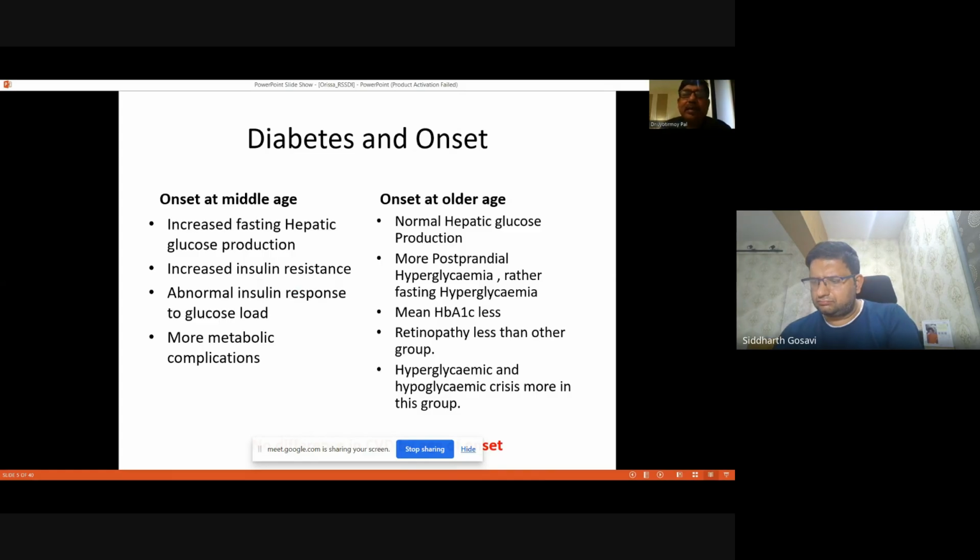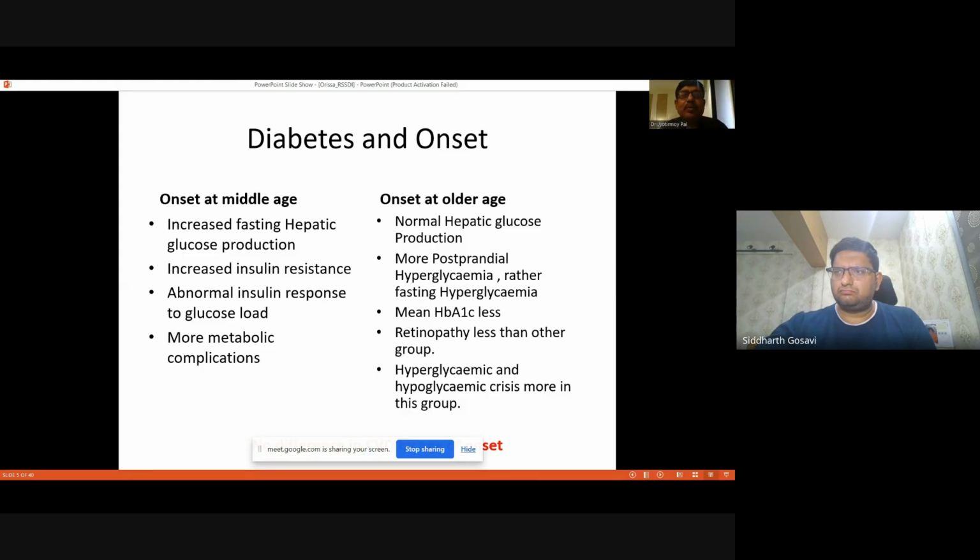When diabetes starts in middle age and the patient enters the geriatric age group, basically this group of people has increased fasting hepatic glucose production and increased insulin resistance. These patients have more metabolic complications and atherosclerosis. Whereas when diabetes develops for the first time in the geriatric group, hepatic glucose production is more or less normal, but there is more postprandial hyperglycemia rather than fasting hyperglycemia. This group of patients suffers from more hypoglycemic and hyperglycemic crises. But CV outcome in both groups is almost the same.